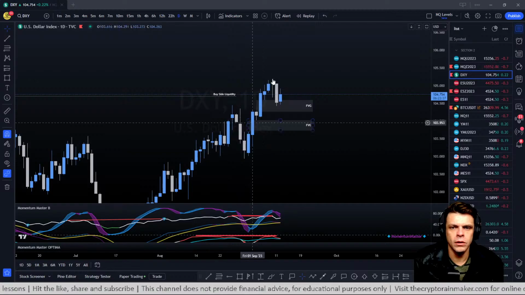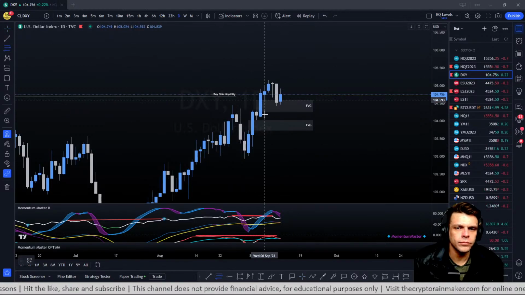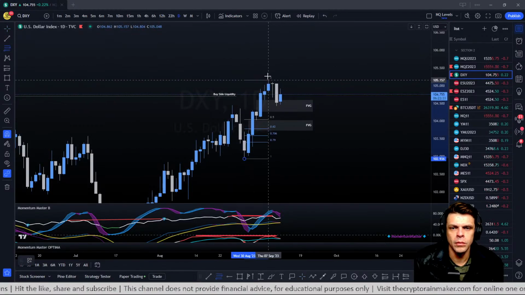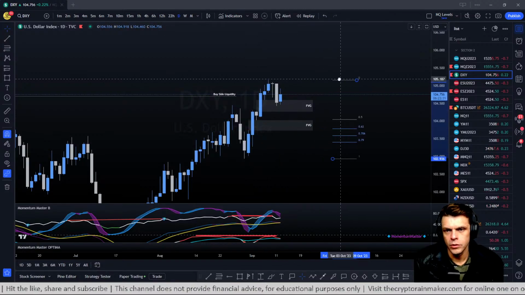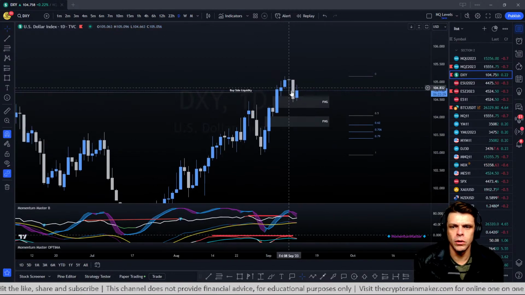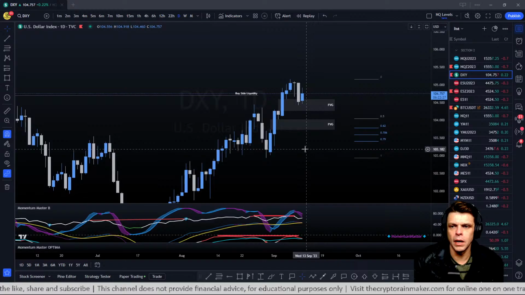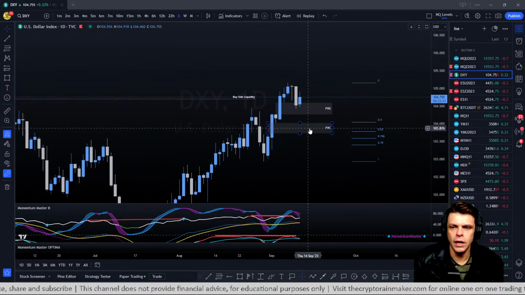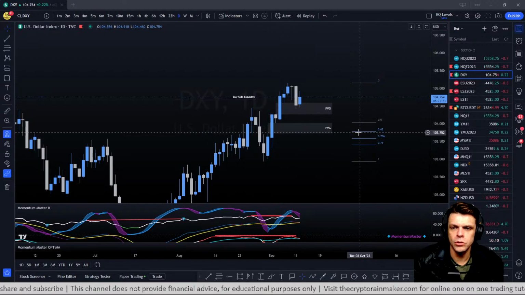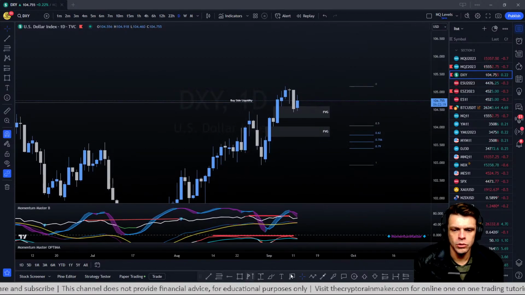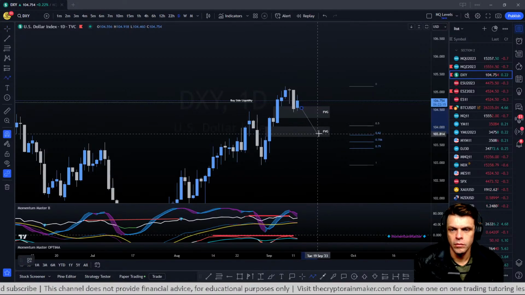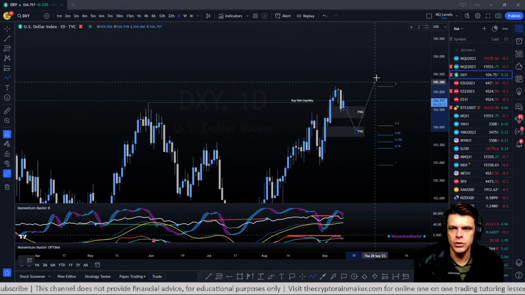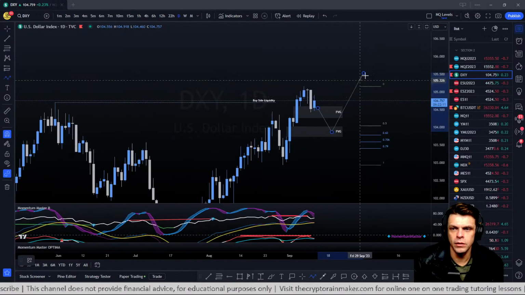Okay, so for this little leg to the upside, we are still in a premium. So it seems likely that the dollar will retrace at least back into a discount. And then we also have this fair value gap right here with the Fibonacci 618 right at the bottom. So it seems likely we could see a move all the way in here and then potentially get another push to the upside.